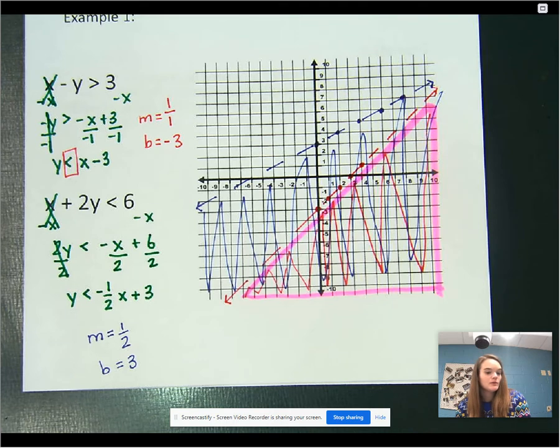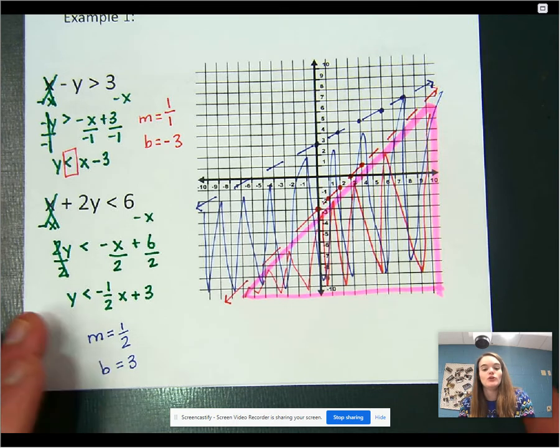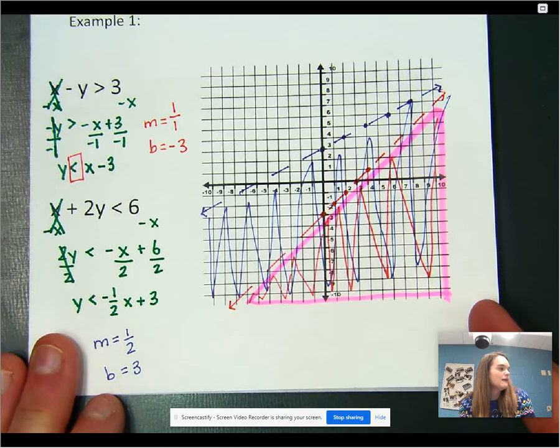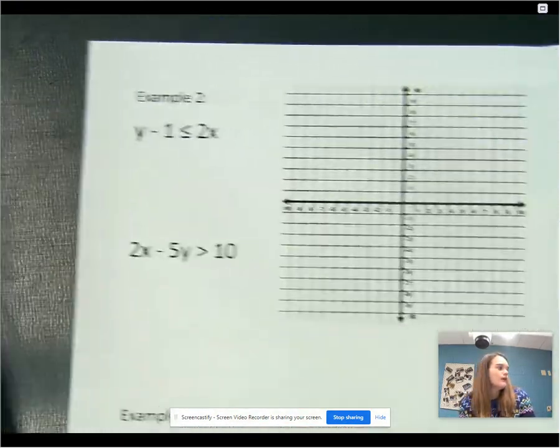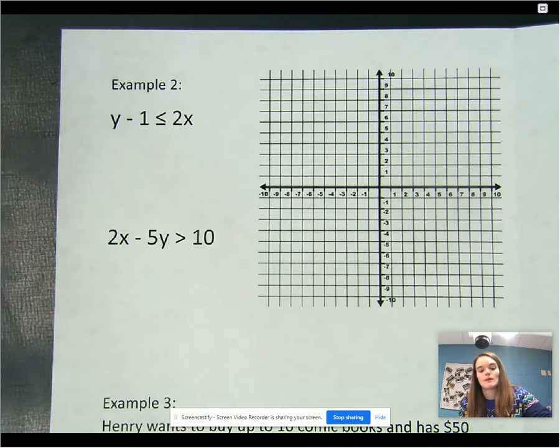Go ahead and open this up. I want you to try example 2 on your own. Solve for y. Find the slope and y-intercept and graph. I'm going to go ahead and get started, but you should have paused it. If you didn't, do it now.